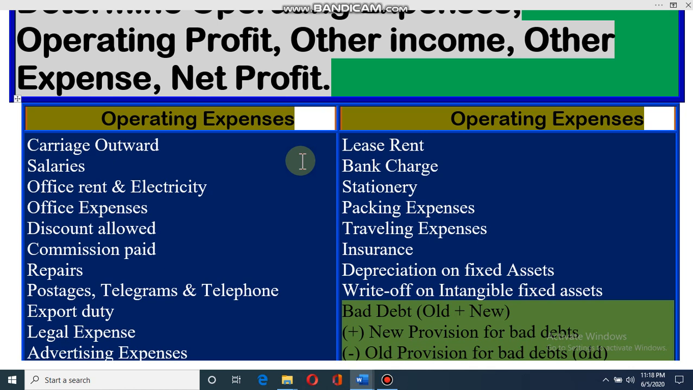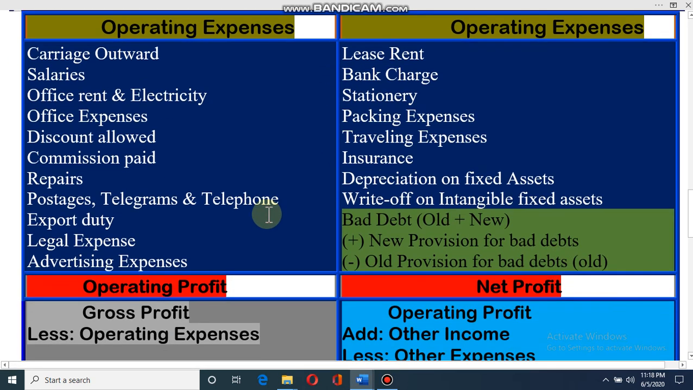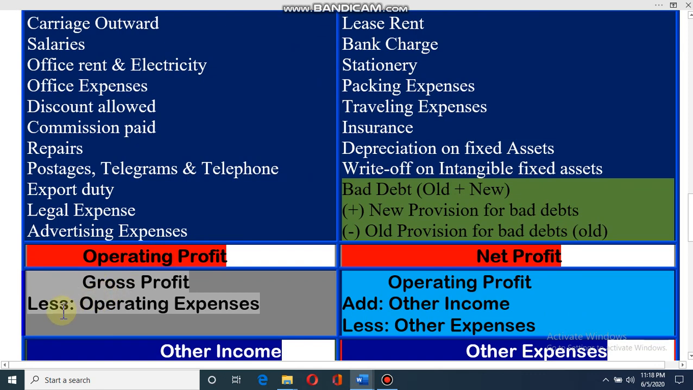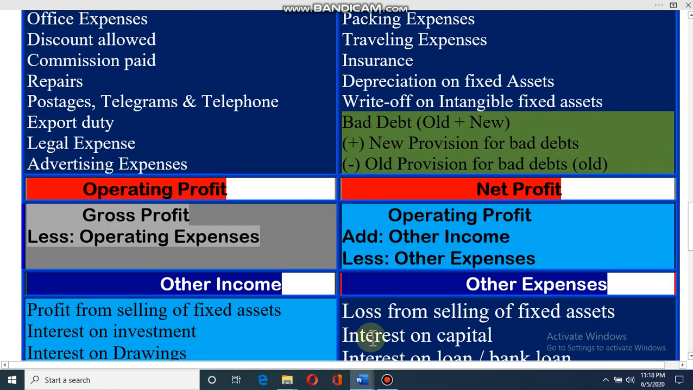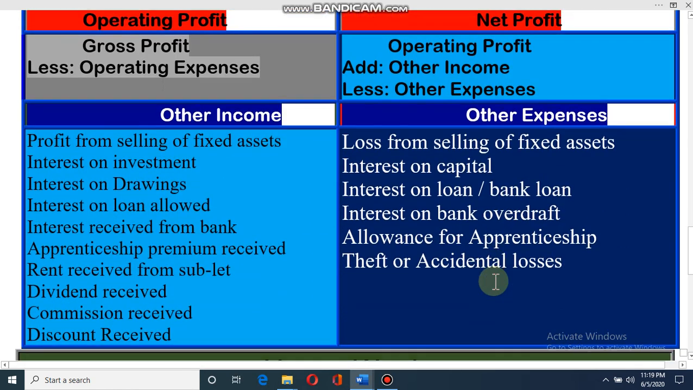Then you find operating profit: gross profit less operating expense. That means from the total gross profit, you have to subtract the operating expenses, the expenses which occurred in the business for day-to-day expenditure. Then net profit: operating profit add other income less other expenses, then it is net profit.